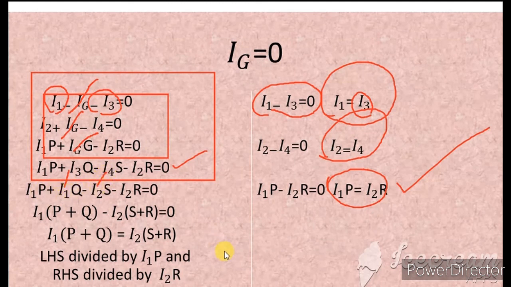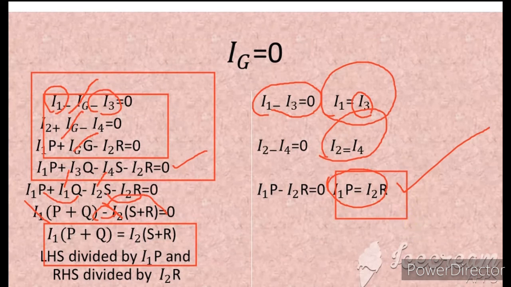Among this, bring I1 outside. I1 is taken common from both the terms. In the same way, I2 we are taking outside from both the terms. So the remaining will be P plus Q, and here the remaining will be S plus R. This term we are going to bring to the other side, so minus becomes plus: I2 into S plus R. Now consider mainly these two equations: I1 into P plus Q is equal to I2 into S plus R, and also this equation.